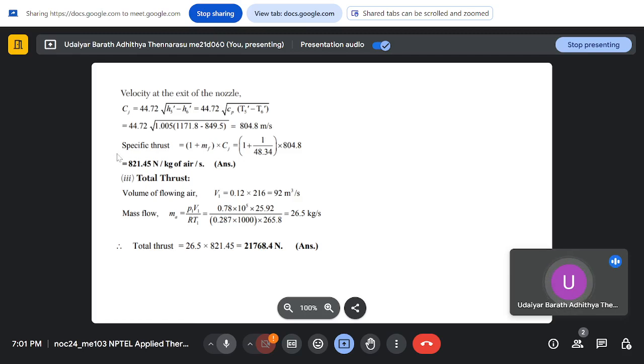So the specific thrust will be 1 plus mf by ma into my jet velocity. So 1 plus 1 by 48.34 into 804.8. So that is 821.45 Newton per kg of air per second.